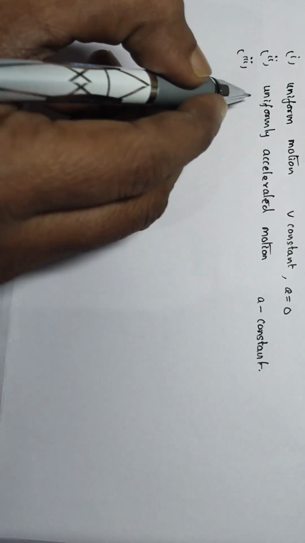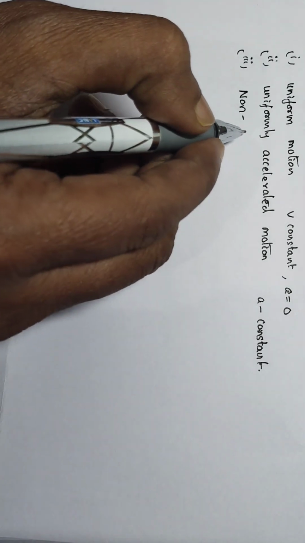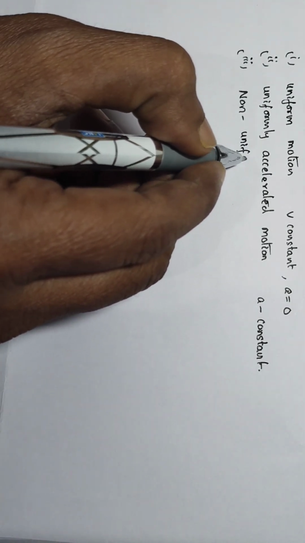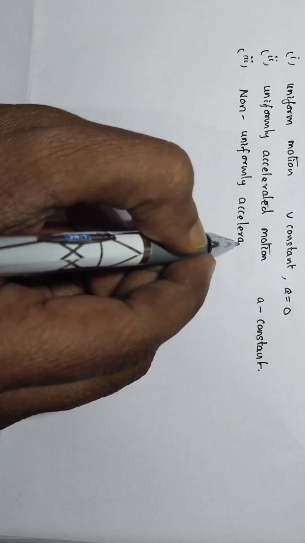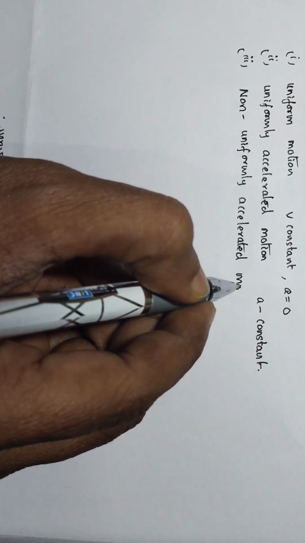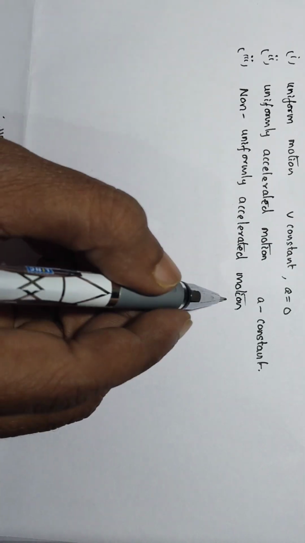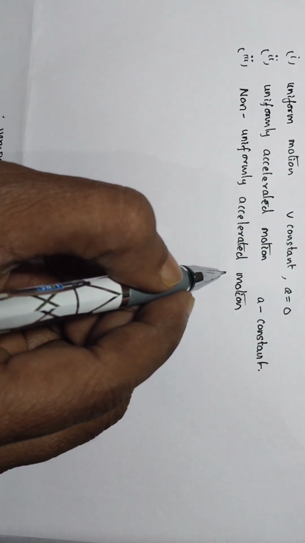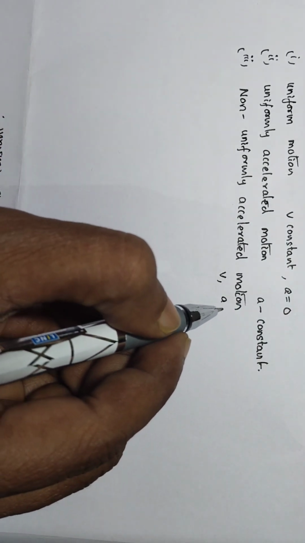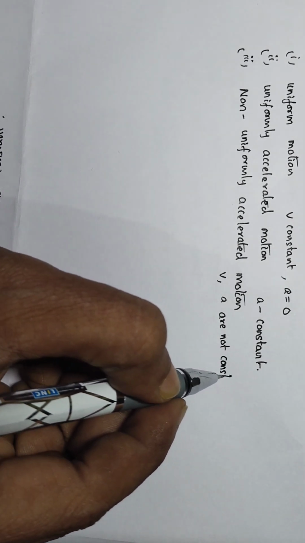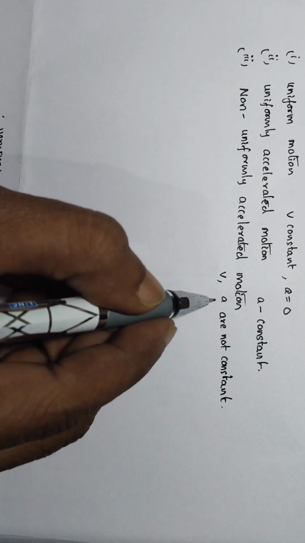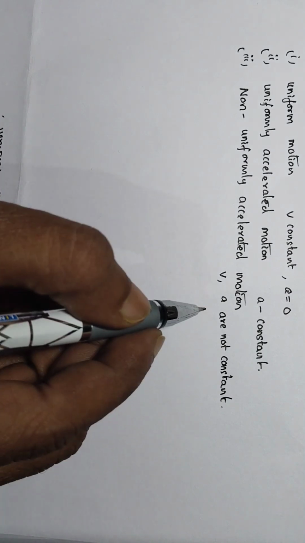And thirdly, you see non-uniformly accelerated motion. In non-uniformly accelerated motion, the velocity and acceleration both are not constant. That means both are varying with time.